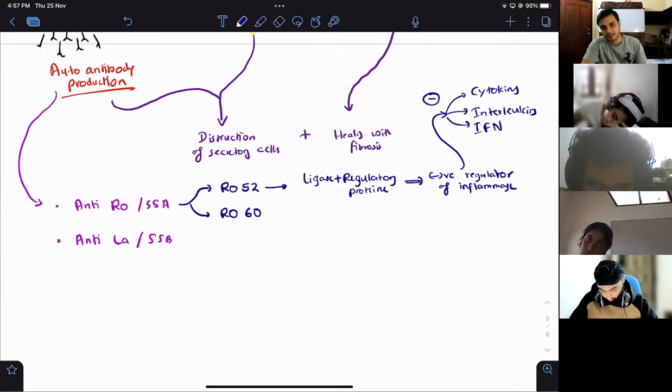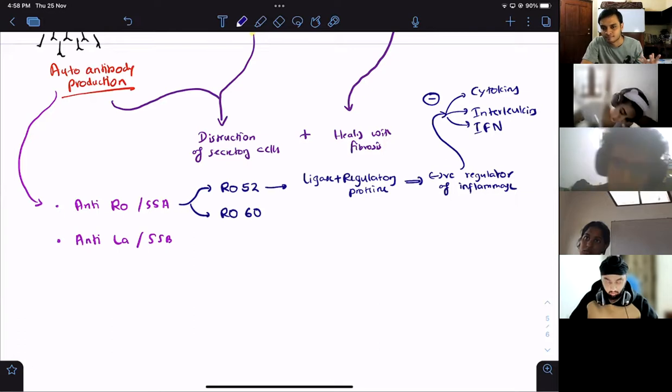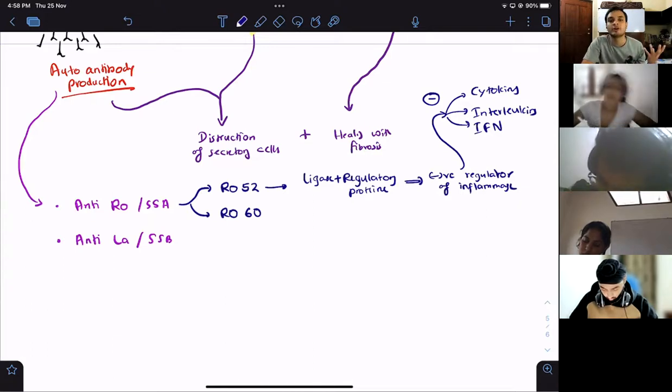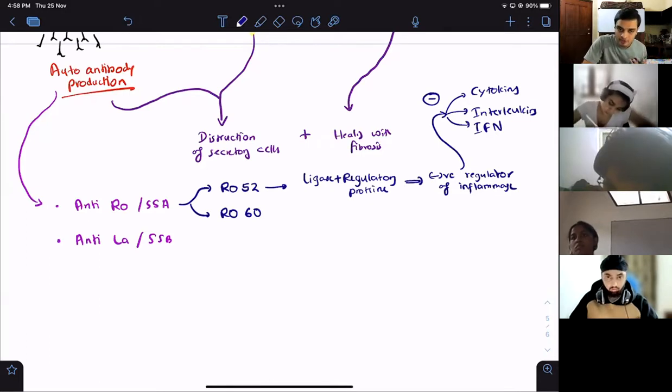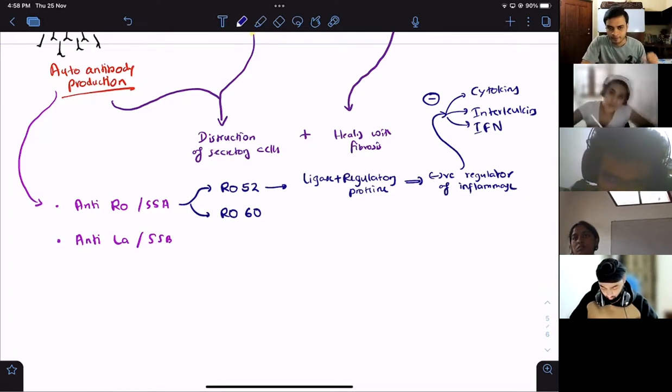Now, if there is an antibody against the Row 52, what will happen? What is the end result? If there are anti-Ro or SSA antibodies, what is going to happen? It enhances the inflammation. Yes, more than enhanced, we would say uncontrolled inflammation, because this protein is responsible for regulating inflammation. So when there is an antibody against it, inflammation is going to be irregular. It is going to be uncontrolled inflammation.